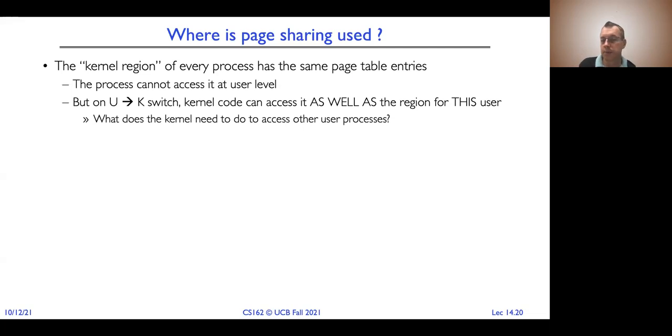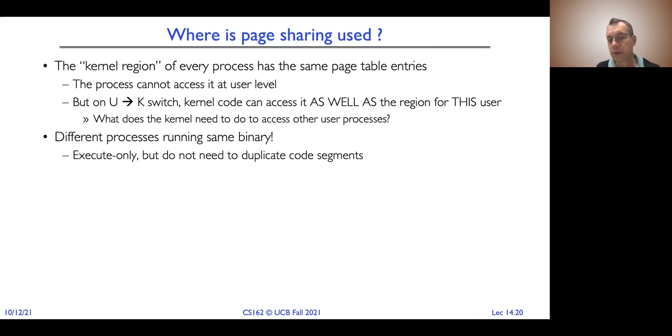And by the way, this is protected, right? The process can only access memory at the user level. When I am talking about the kernel region, I'm not talking about the kernel region being accessed by the process. I'm talking about the kernel regions associated with the process, which is accessed by the kernel during context switching.